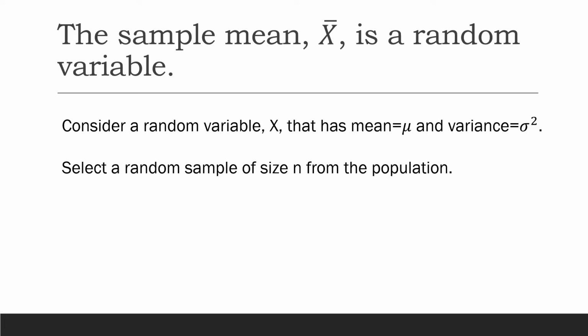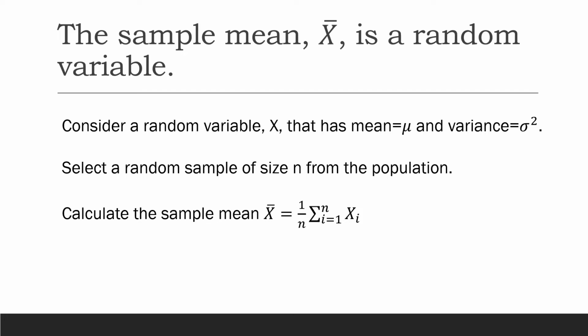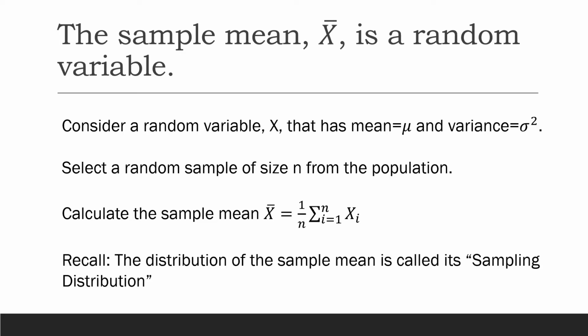If I select a random sample of size n from the population, I can't know in advance which of the individuals are going to be chosen or what the sample mean will be. But once I select the sample, I'll be able to calculate the sample mean by adding up all of the values from the selected individuals and dividing by n. Recall that the distribution of the sample mean is called its sampling distribution, and we're going to learn about appropriate probability models for the sampling distribution in this video.